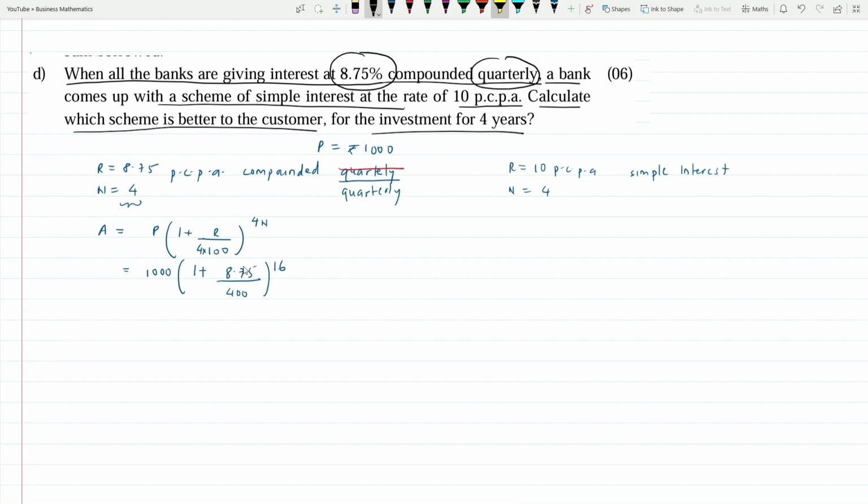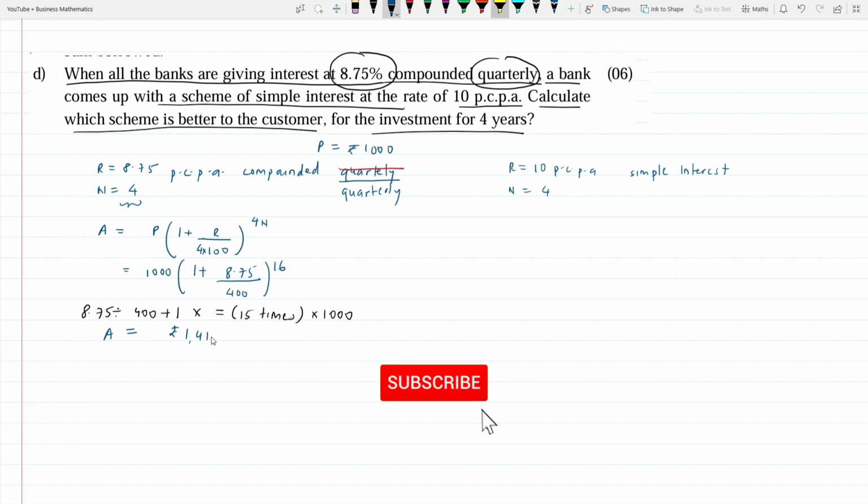On your calculators, we will again start with the BODMAS. So first we are going to go for 8.75 divided by 400 plus 1. After that, we need to raise the power to 16. So press multiplication, and then equal to 15 times, multiplied by 1000. This series of calculations on the calculator leads us to the value of A as 1413.7.